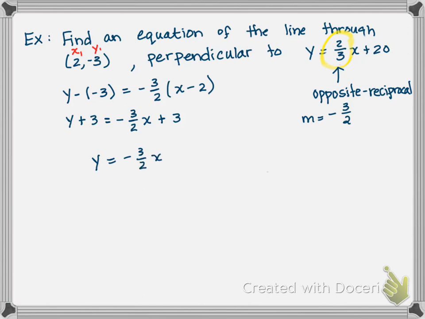What's the y-intercept of that line? 0, 0. It's 0, 0, right? It goes through the origin because you can think of this as plus 0 if you want to. If I put 0 in for x, I would get 0 for y.